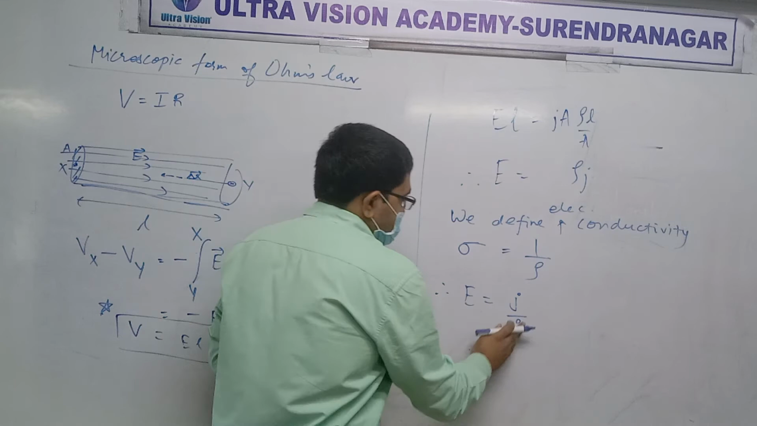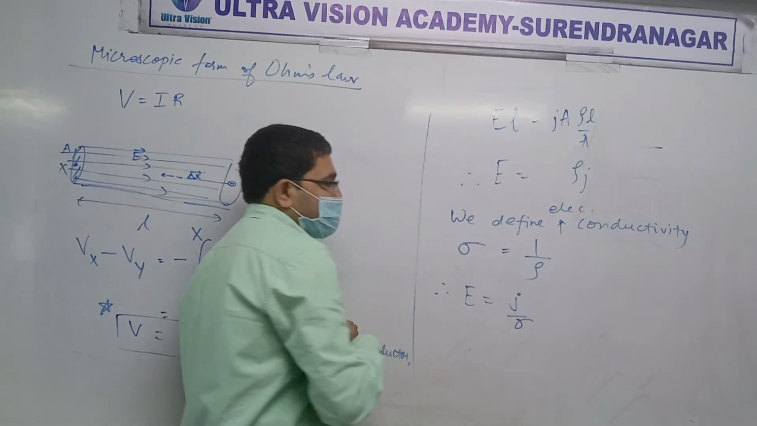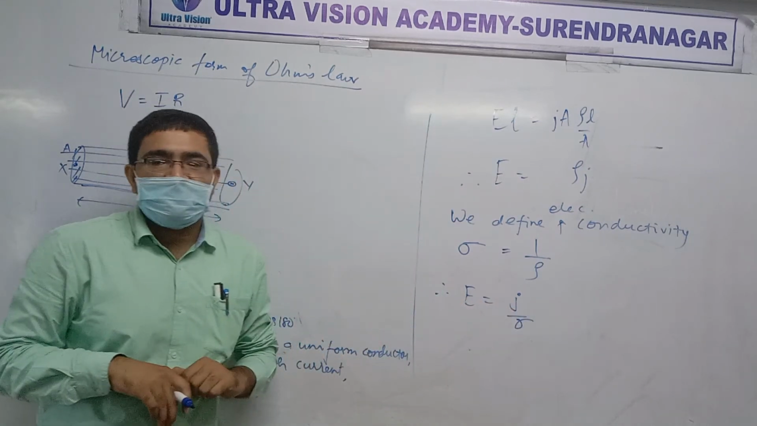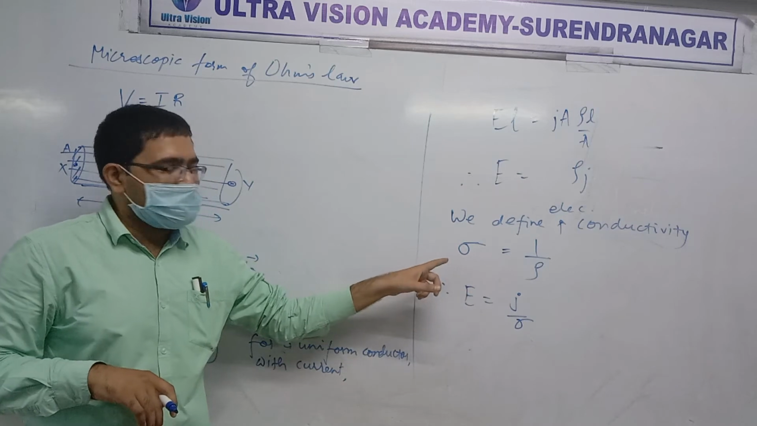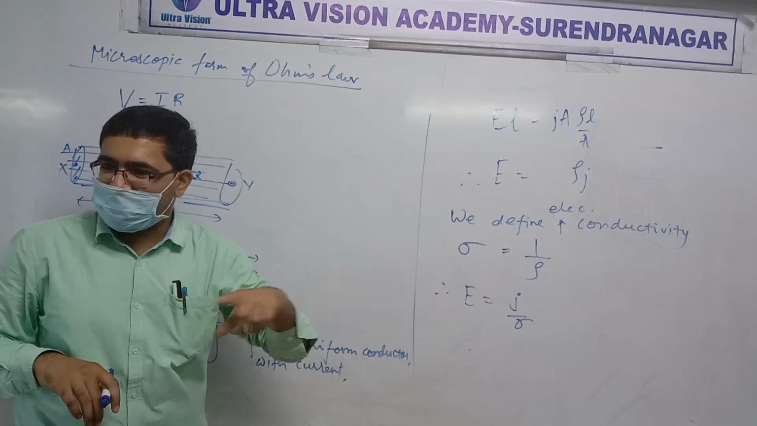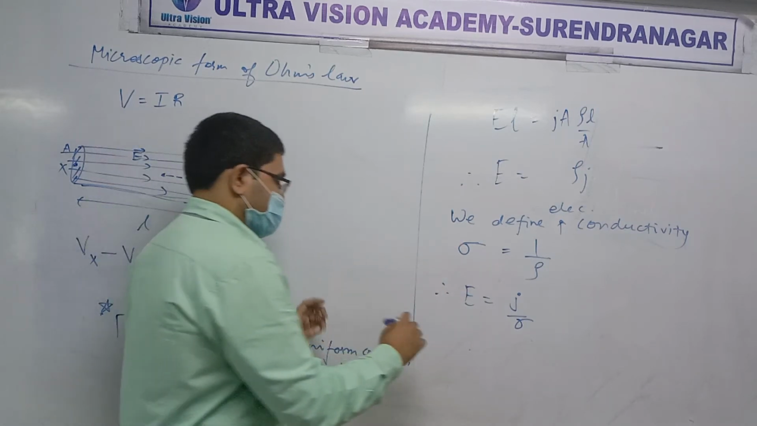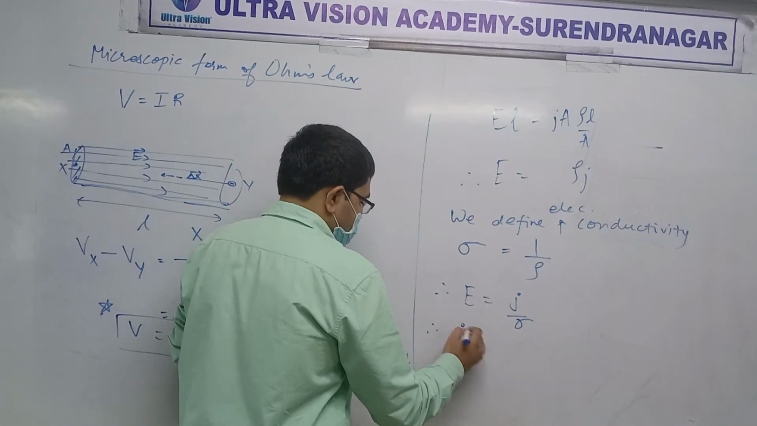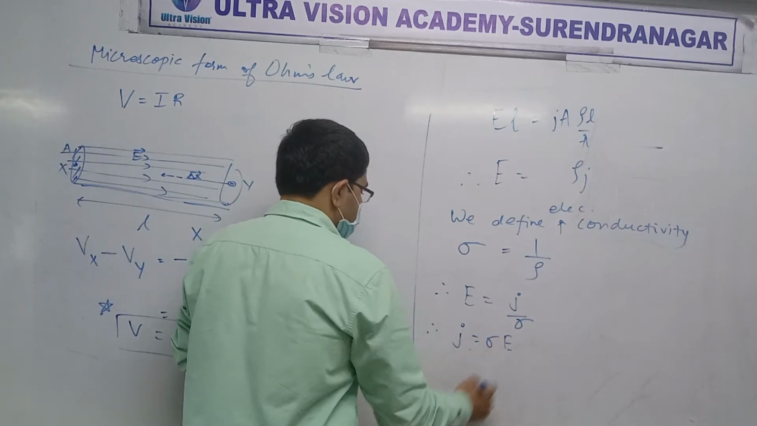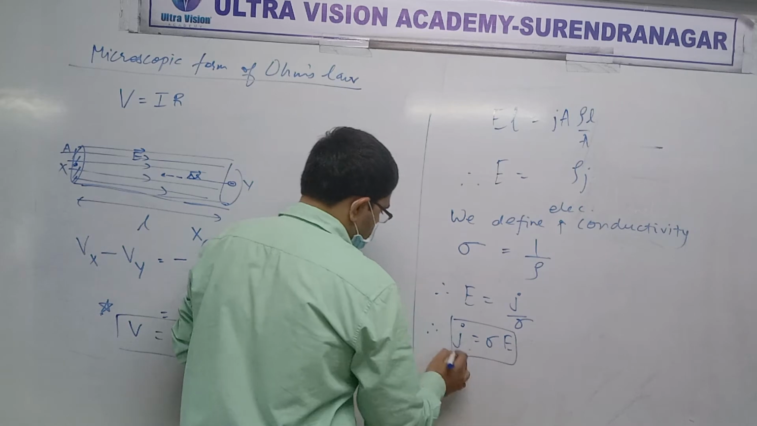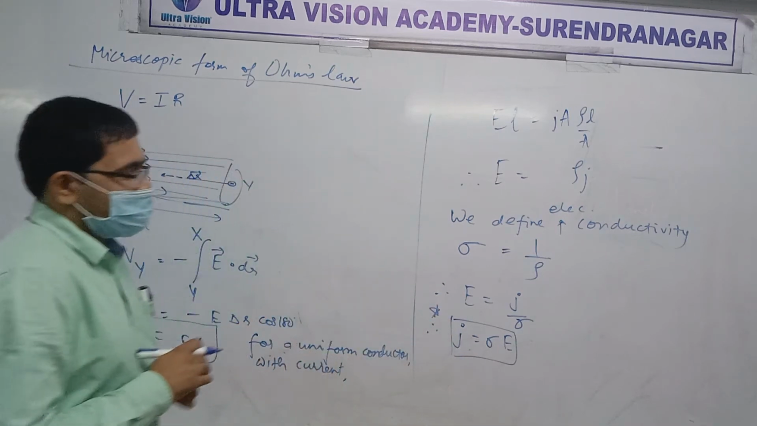Is that clear or not clear? Sigma is 1 upon rho. Rho is 1 upon sigma. Then put it on that side. So J is equal to sigma E. This is called the microscopic form of Ohm's law.